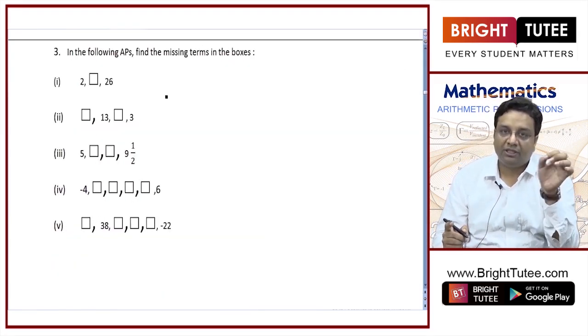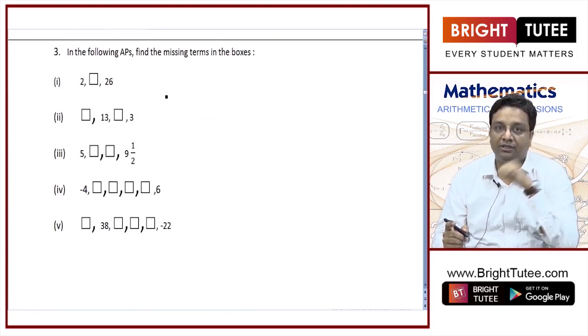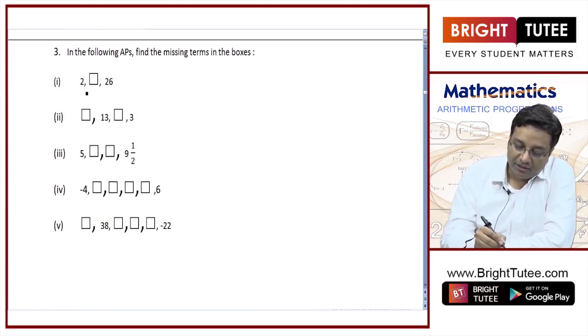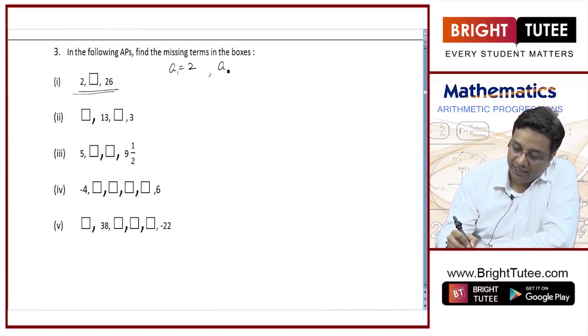Now let's look at question number 3. In the following APs, find the missing terms in the boxes. So let's look at the first question. What is A here? 2. This is the first term, so let's denote it by A1. We need to find A2, and we are given A3 as 26.